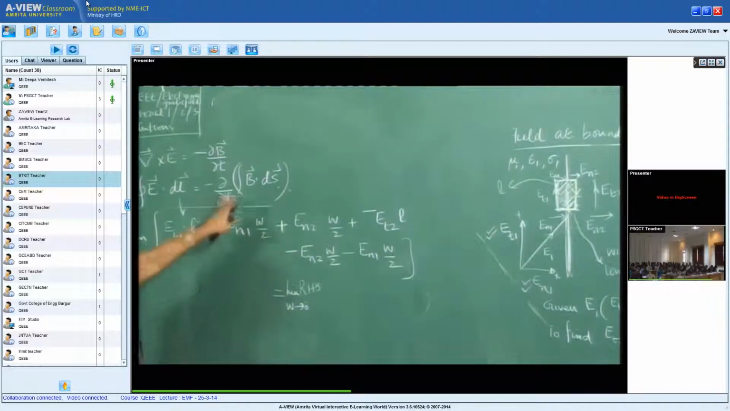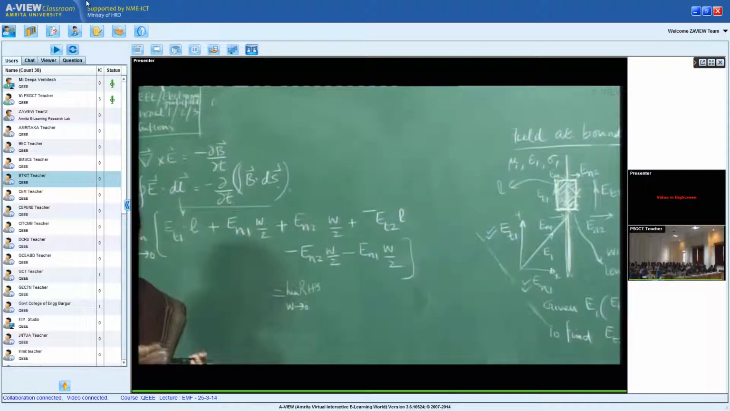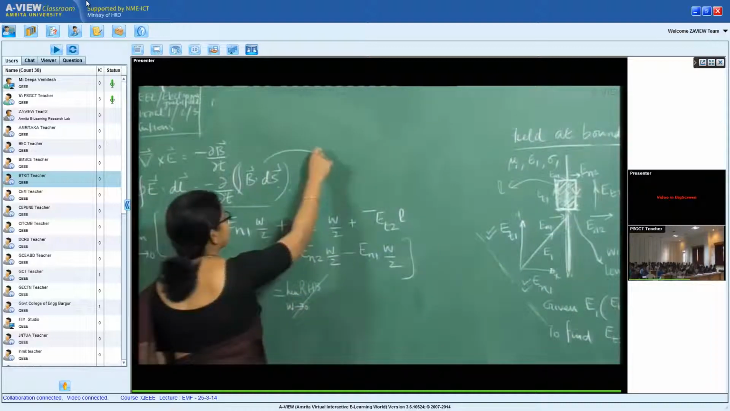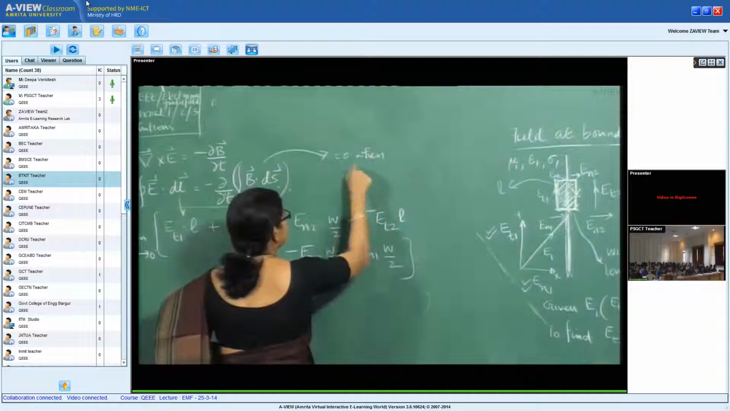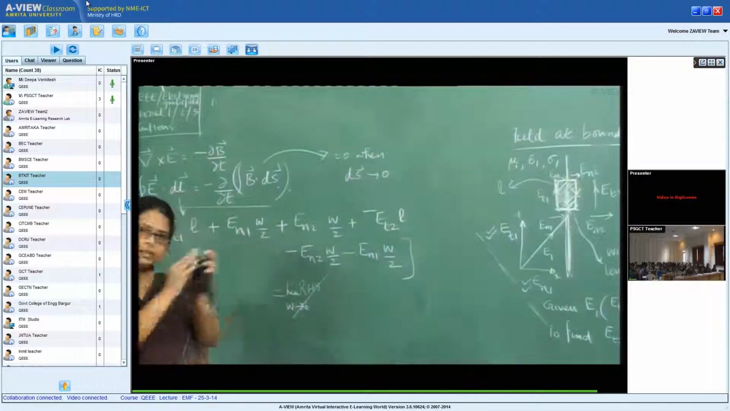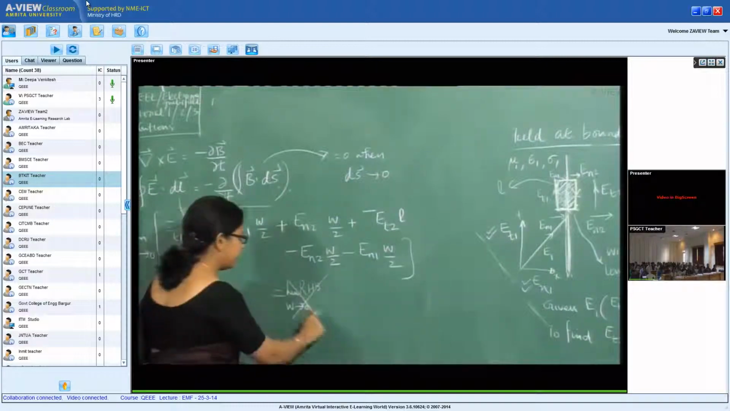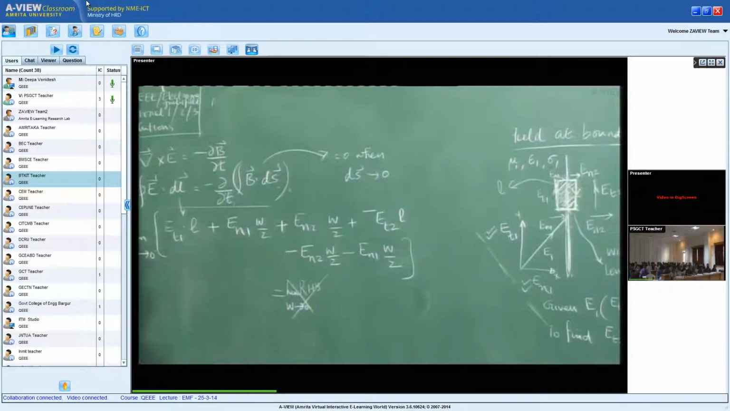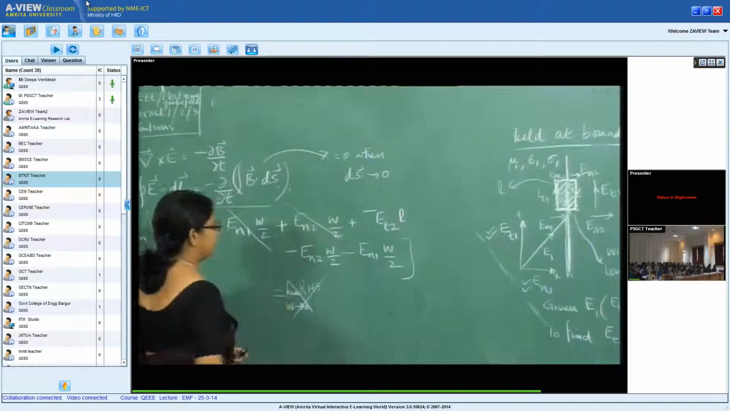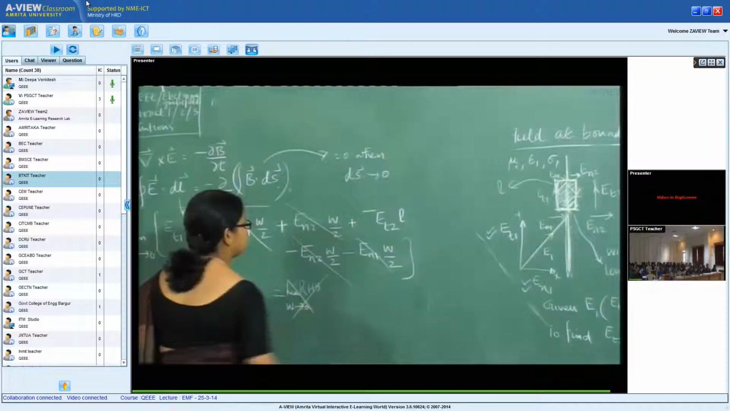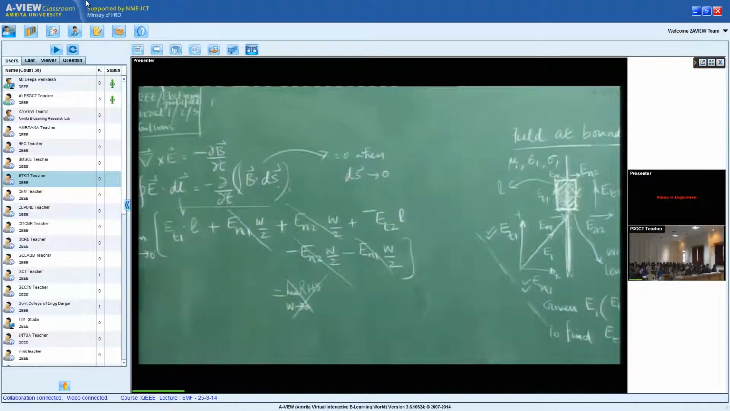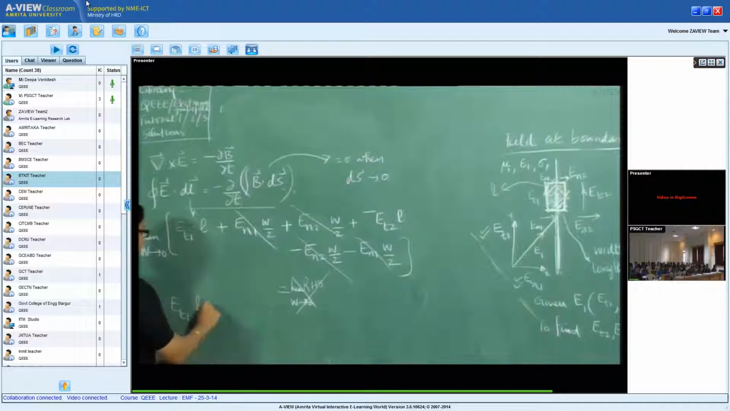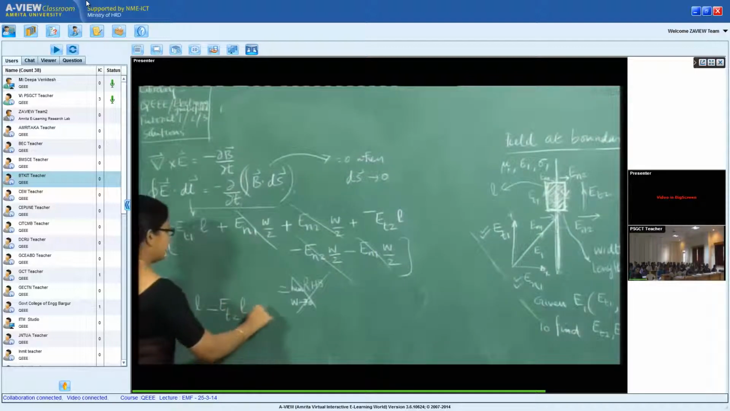Now as W tends to 0, this area will reduce to 0. There is no area because there is no width. And because the area tends to 0, your flux is 0 when ds tends to 0. When width is 0, there is no area, so the flux is 0. So my right hand side is 0. What about the left hand side? W is tending to 0, so I won't have this, I won't have this, I won't have this, and I won't have this. Which means I am left with ET1 L minus ET2 L equal to 0.